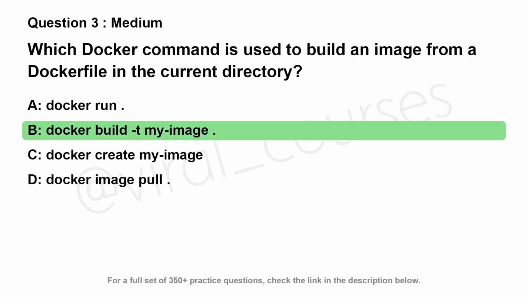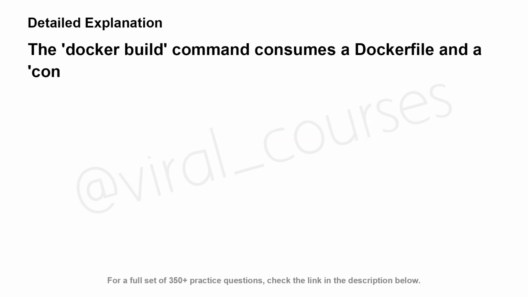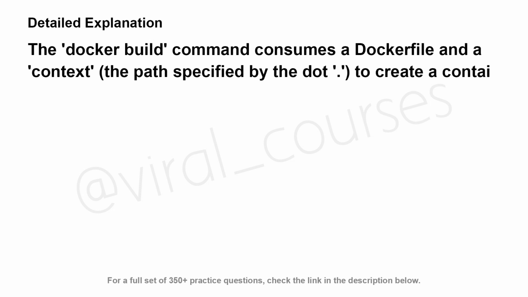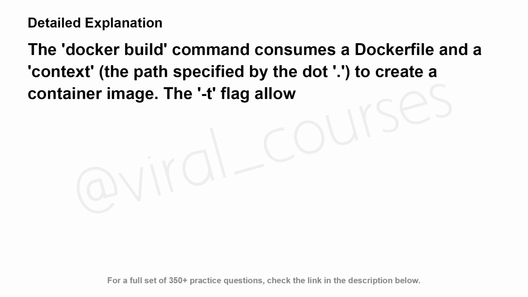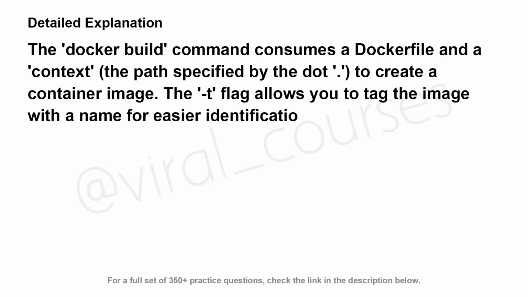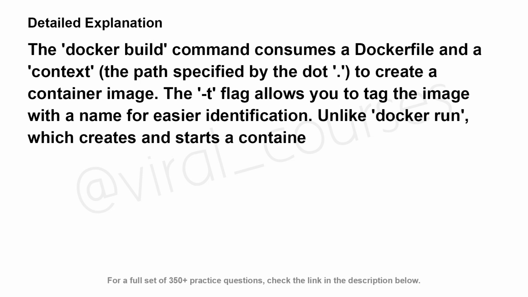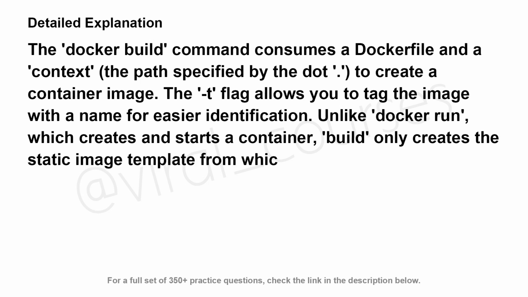The correct answer is B. The docker build command consumes a Dockerfile and a context, the path specified by the dot, to create a container image. The -t flag allows you to tag the image with a name for easier identification. Unlike docker run, which creates and starts a container, build only creates the static image template from which containers are launched.